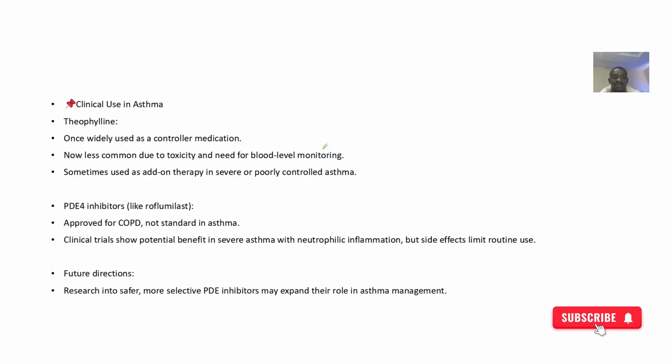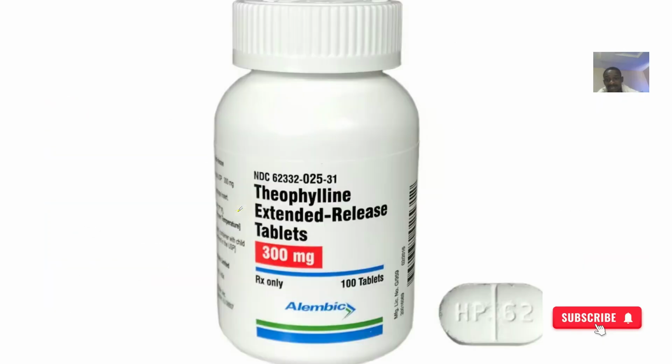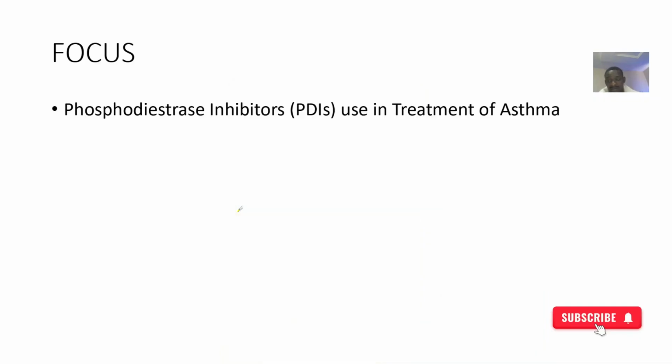So for clinical uses, theophylline is widely used as a controller medication. It is less commonly used now because of toxicity and because we have better options. Then we have roflumilast, which is mainly for what? Chronic obstructive pulmonary disease, mainly, not really asthma. But just so you know, we are discussing this category of drugs because right now they are experimenting on a lot of drugs that actually fall under this category.